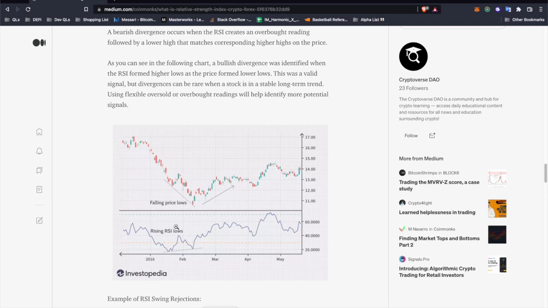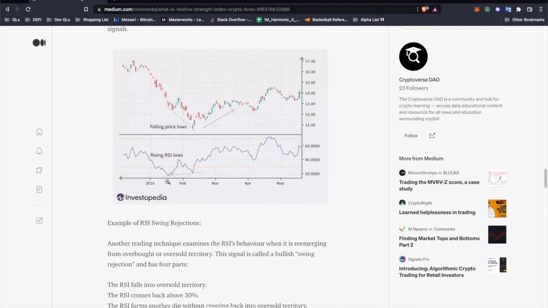So as you can see, bullish divergence was identified. Higher lows on the RSI, and the price forms lower lows. So you see here, this is forming higher lows, and the price is forming a low here. This low is lower than this one. This one's lower than that one. This is a valid signal, but divergences can be rare when a stock is in a stable long-term trend. Using flexible oversold or overbought readings will help identify more potential signals.